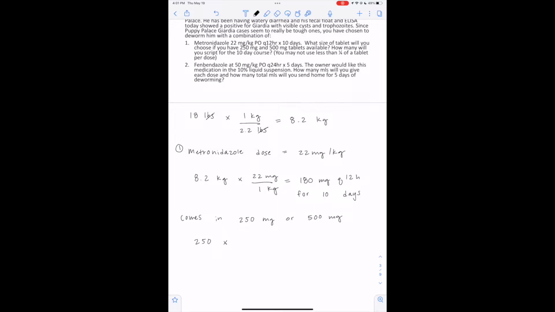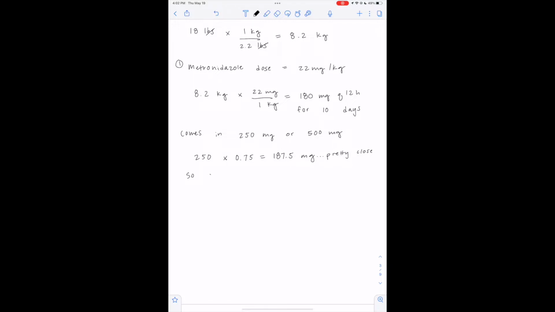But then if you do 0.75 of the tablet, so you cut it in half, give the half, and then cut the other half in half again and give half of that. Sorry, it's kind of confusing. But basically 0.75 of a tablet will give you 187.5 milligrams, and it's basically around the dose that we need to give the animal. So it's right around 180 milligrams. So you give that. You're going to be needing 0.75 tablets per dose.